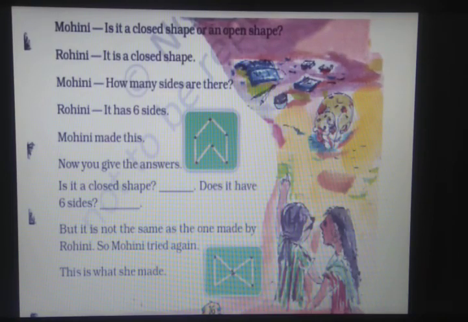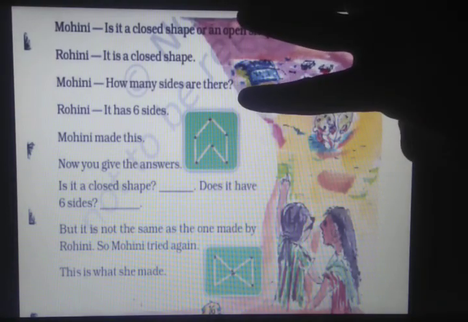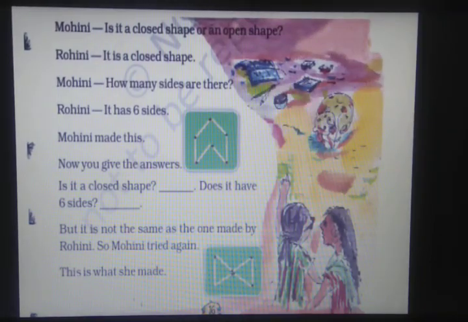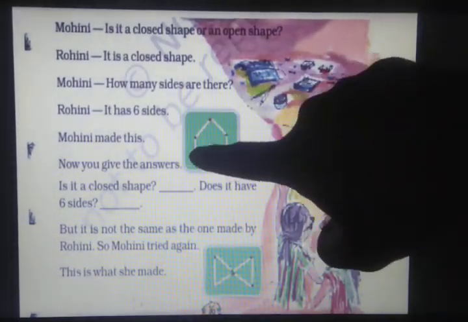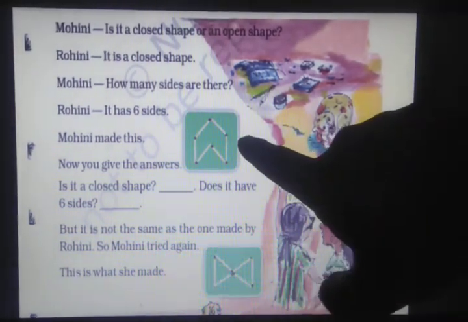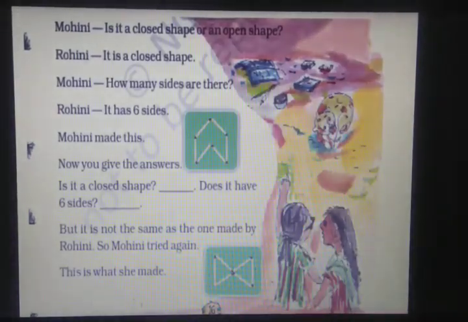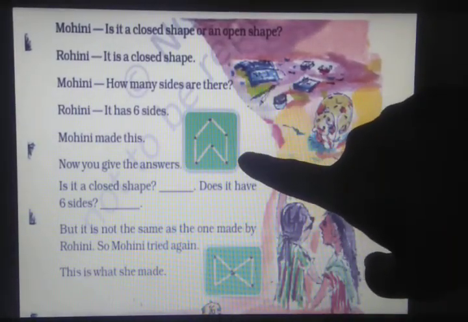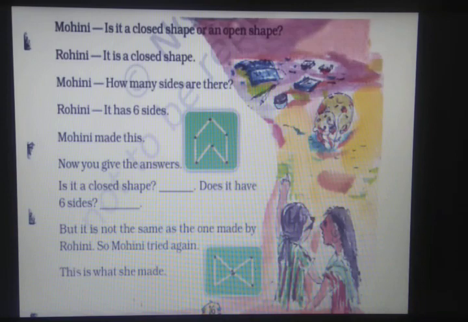Having got the 2 answers from Rohini, Mohini made a shape. You can see here the shape Mohini has made. She used 6 sides and the shape is also closed. But the shape is not the same as Rohini's. Whatever shape she made is not the same as Rohini's, so her answer is wrong.